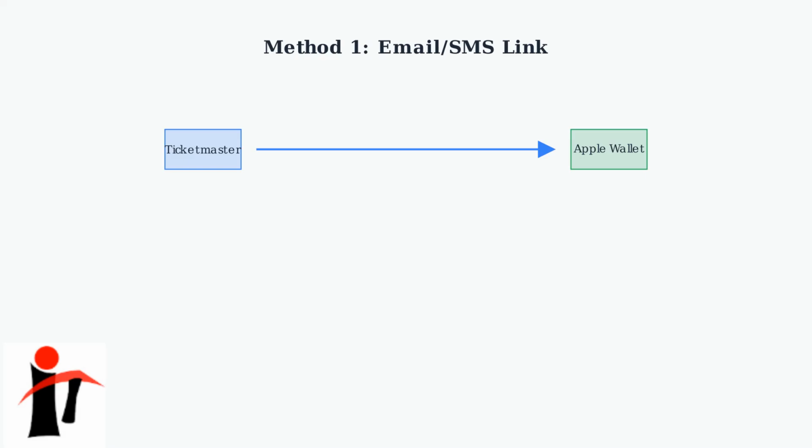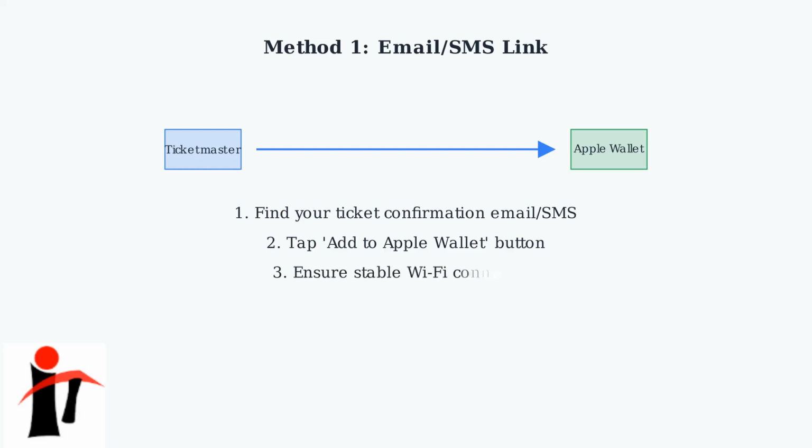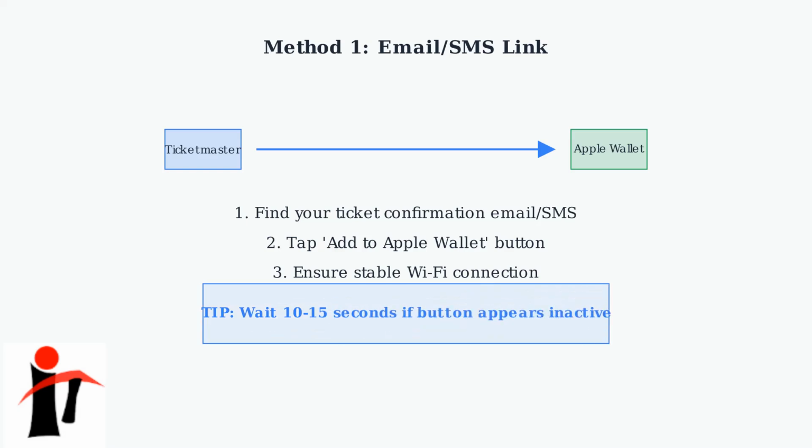This method has the highest success rate because it uses the original ticket delivery system. Start by locating your original ticket confirmation email or text message from Ticketmaster. Look for the blue "Add to Apple Wallet" button in the message. Important tip: if the button appears inactive, wait 10 to 15 seconds before tapping. This allows the system to fully load the pass data.